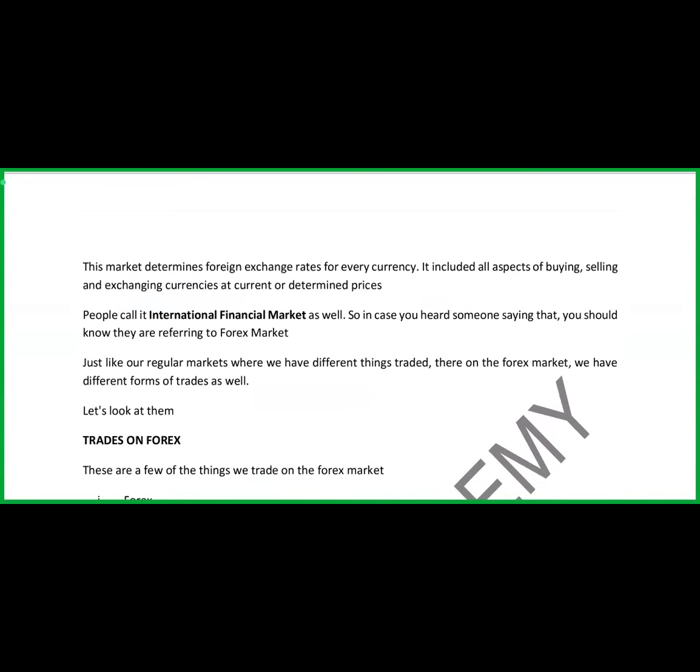It includes all aspects of buying, selling, and exchanging currency at current or determined price. Now, do you get the concept of what I'm trying to pass across? We are talking about foreign exchange, which is Forex. It includes all aspects of buying, selling, and exchanging of currency, either at the particular rate they are selling it, or you determine the price when you wish to make more profits. People call it the international financial market as well.